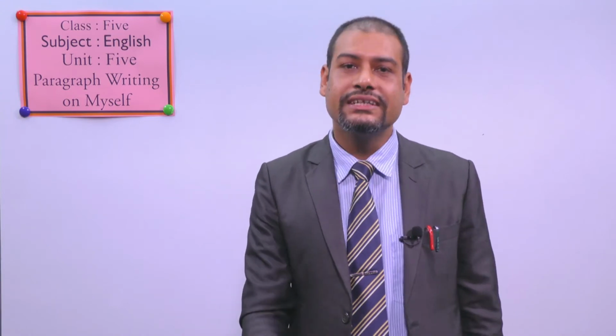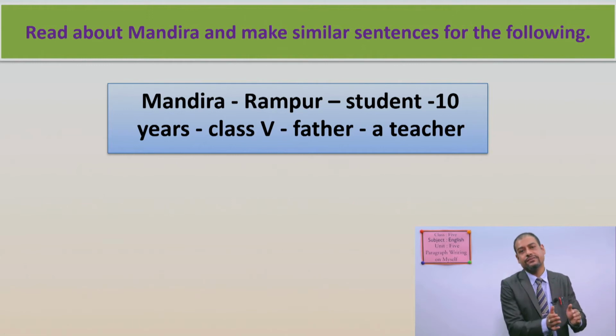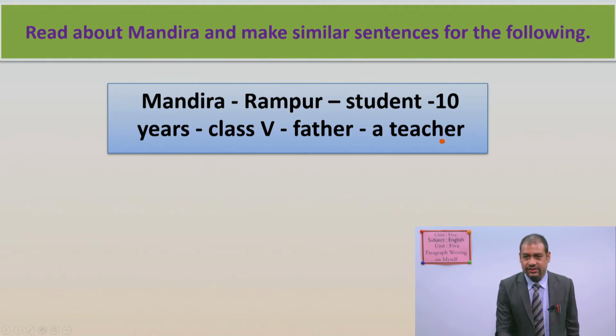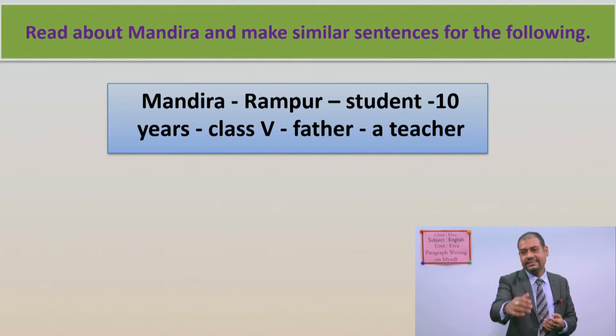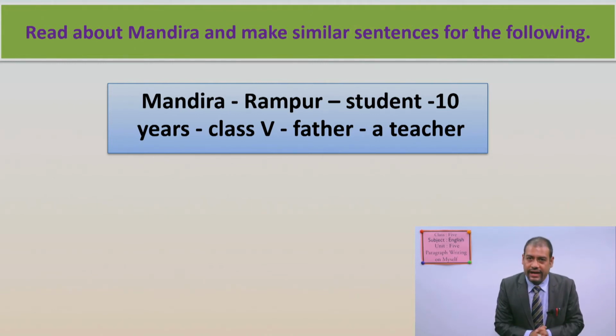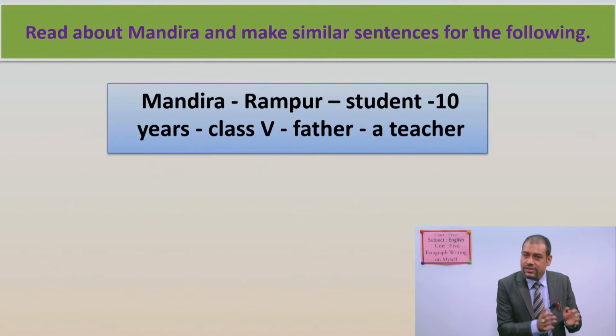Fine. Now let me show you. See, these are the clues for you about Mandira. First of all, read the clues, okay? Mandira, name of person. Then Rampur. What do you guess Rampur is? Yes, it is the name of the place. It is her address. Then student, 10 years, class 5, father or teacher. Based on these clues, you have to develop a paragraph. So how do you develop a paragraph based on these clues? Please just think and write at least 3 sentences in your exercise book, and later I will show you the model paragraph for it, and you can check whether your paragraph is similar to mine or not. Please start.